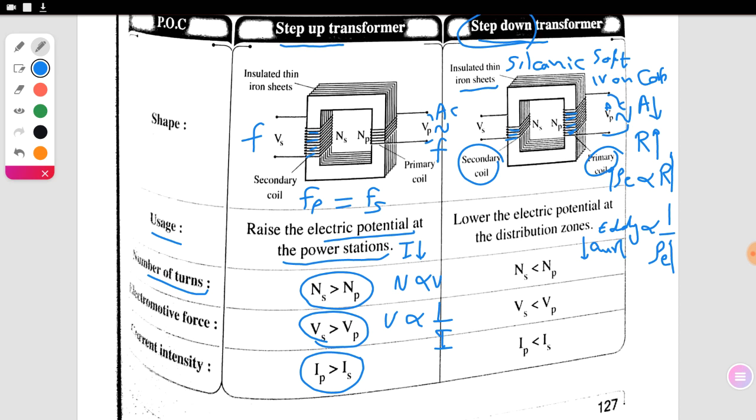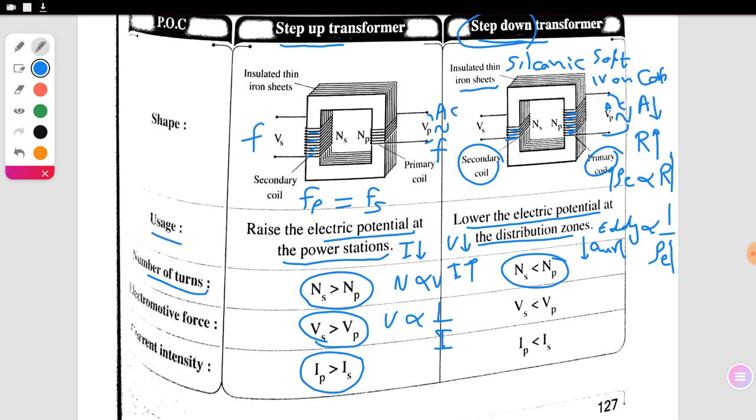This is a step-down transformer, lowering the electric potential for distribution. V decreases and I increases in this case. The number of turns of the secondary coil is smaller than the number of turns of the primary coil.